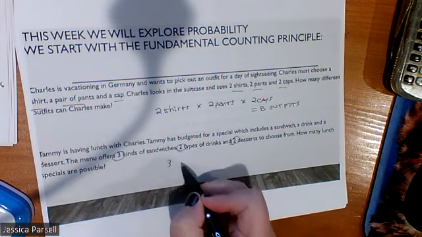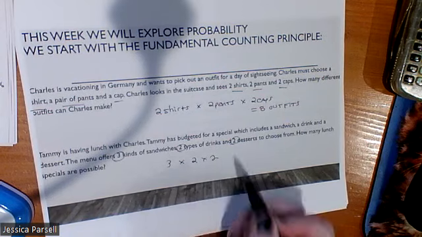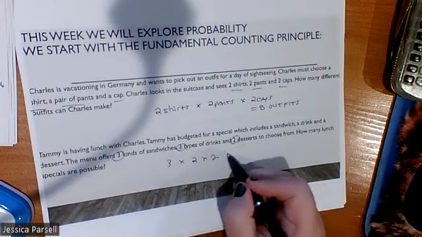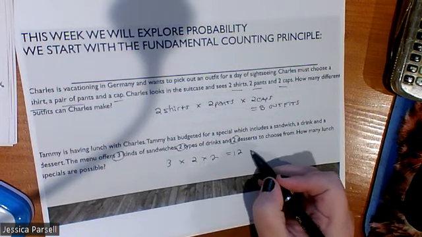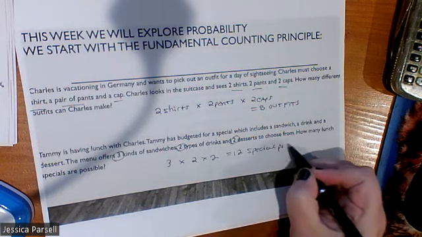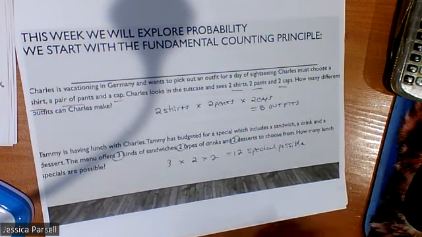So you're going to go 3 times 2 times 2. You're going to get 3 times 2 is 6, 6 times 2 is 12. So Tammy has 12 special combinations possible. Okay, so hopefully that makes sense.